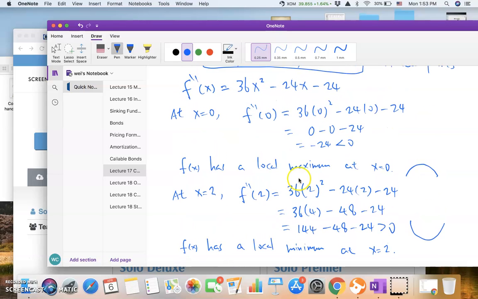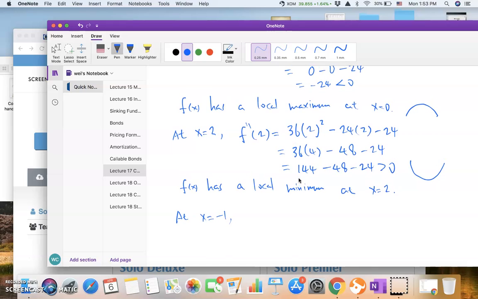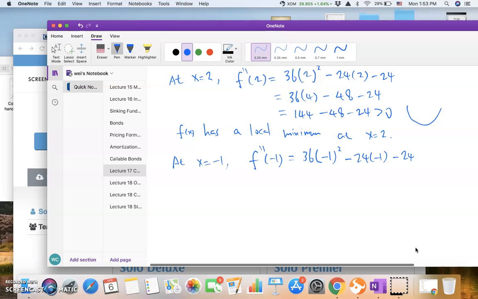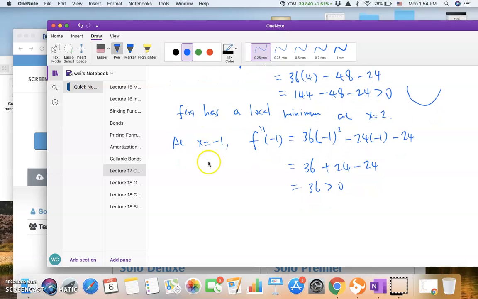Okay, lastly, at x equals -1, the second derivative is 36 times -1 squared minus 24 times -1 minus 24. That is 36 plus 24 minus 24. It's positive. Okay. So the function has a local minimum at x equals -1.